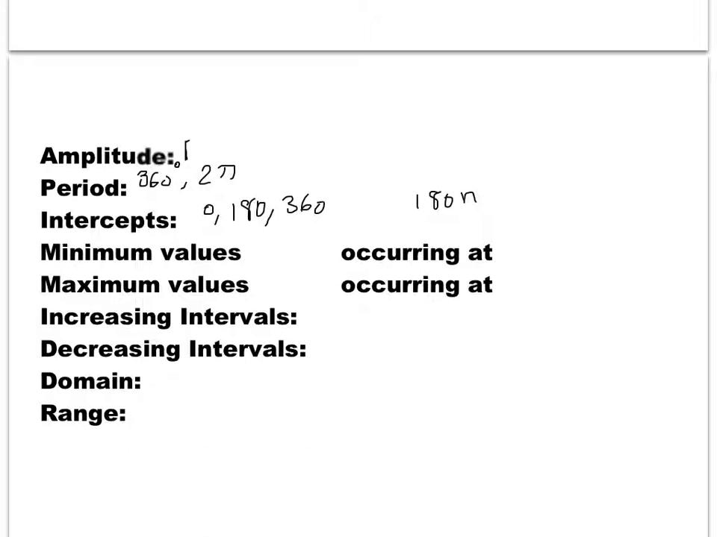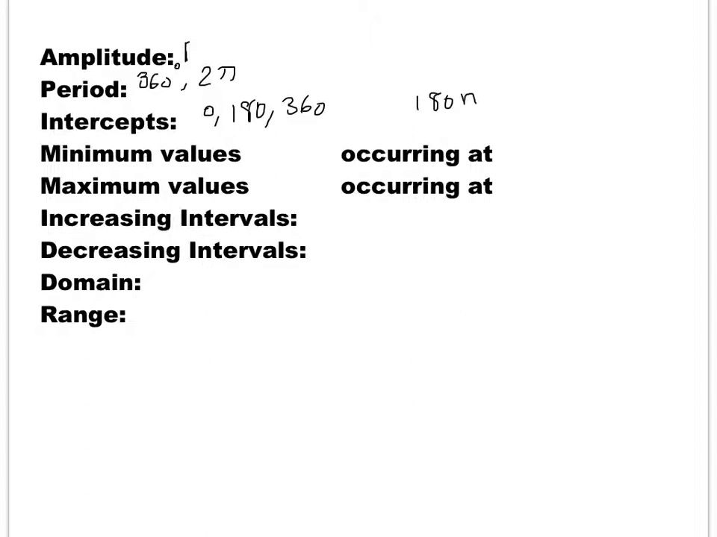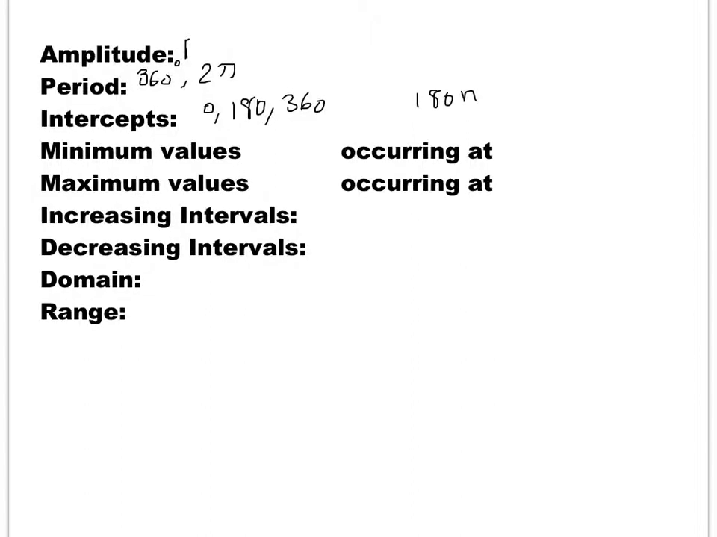Now, what is the minimum value for a sine function? So the minimum value is -1, and it happens at 270 degrees. Can somebody tell me what is the radian representation of 270 degrees? Yes, Halina. 3 pi divided by 2. Excellent. The answer is 3 pi divided by 2.